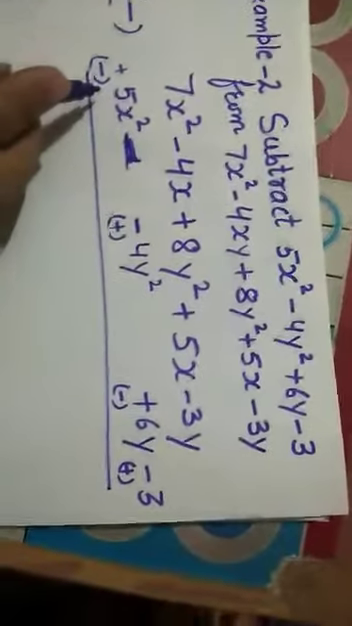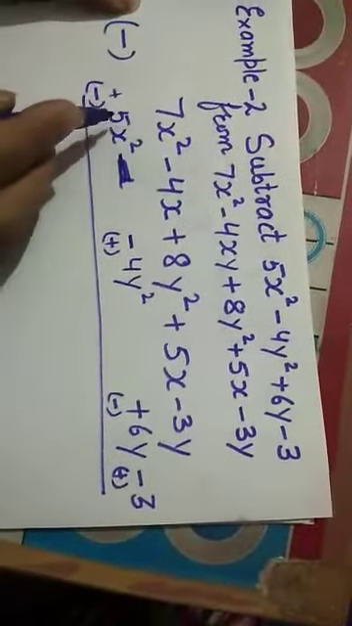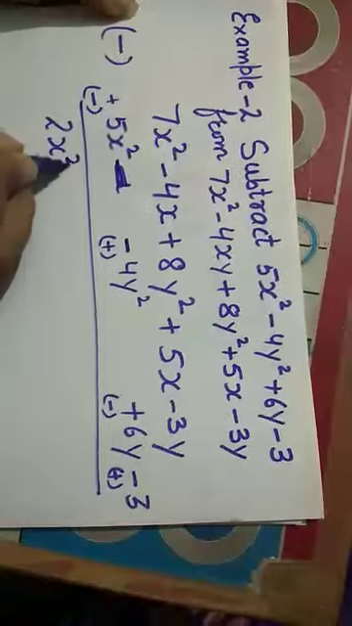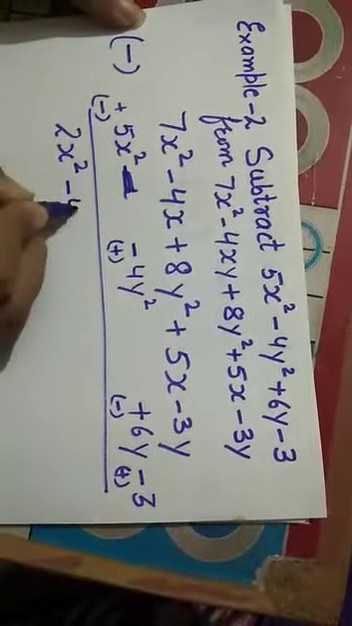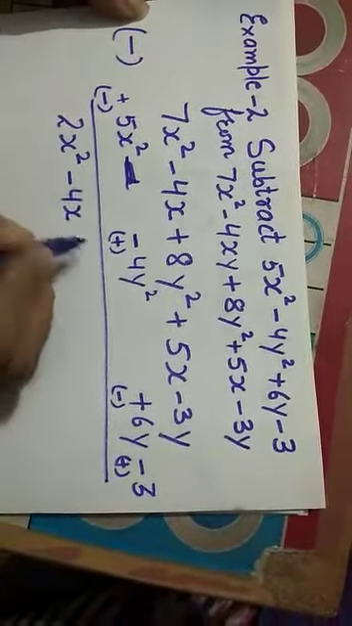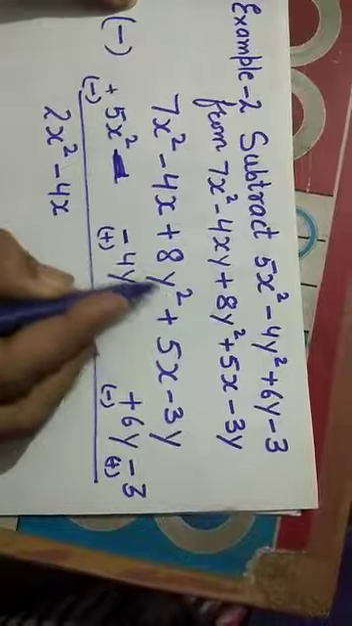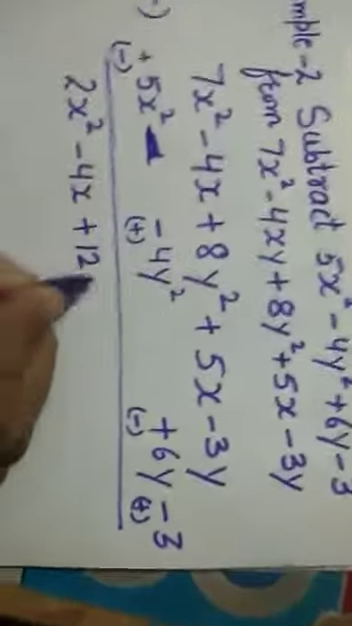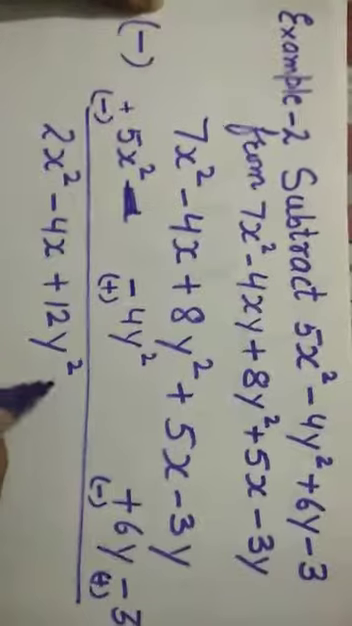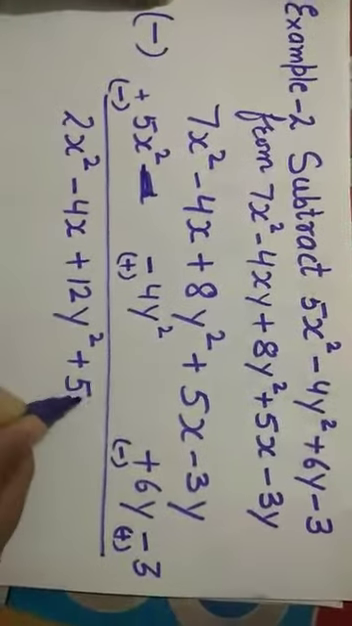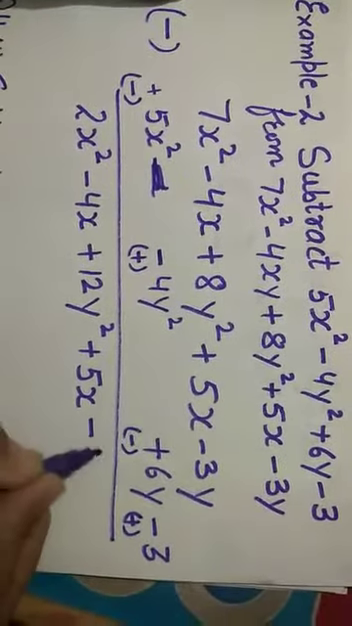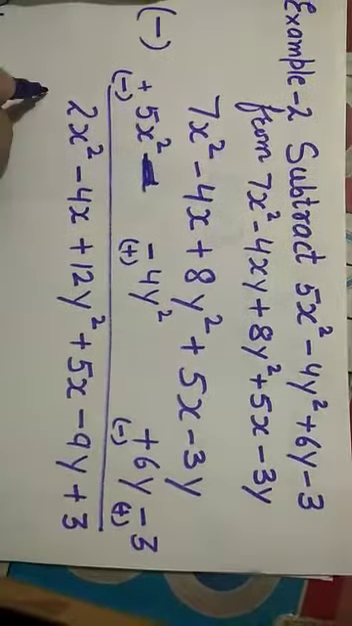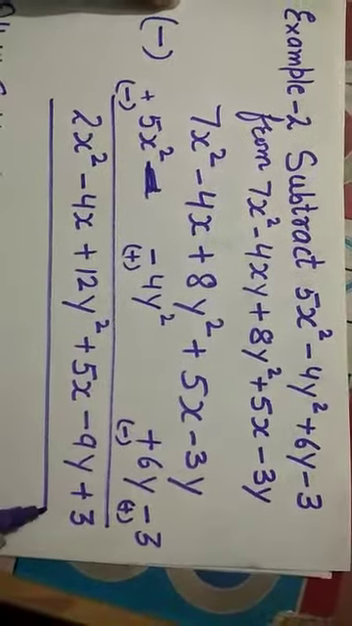Now one positive, one negative we have, 7 minus 5. So the answer will be 2x square minus 4xy. Now 8y square and 4y square both are positive, so this is 12y square plus 5x minus 9y plus 3. So this is the subtraction.